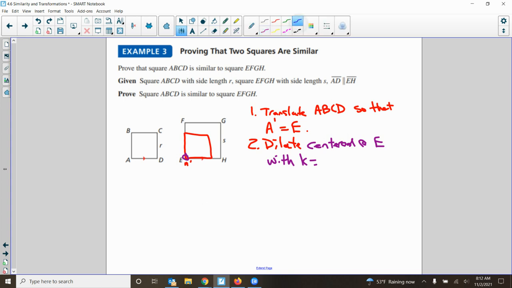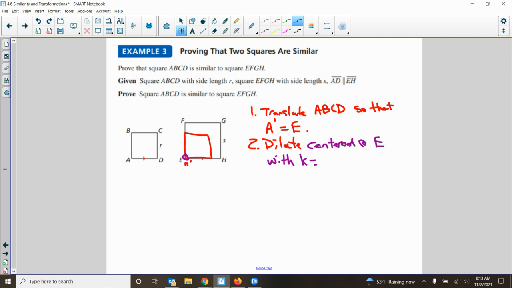Do you agree? In general, say you have a square with side length 2. Say you dilate it by a scale factor of 5. What's going to be the new side length of that square? It was 2. You dilated by a factor of 5. What's the new length? 10.